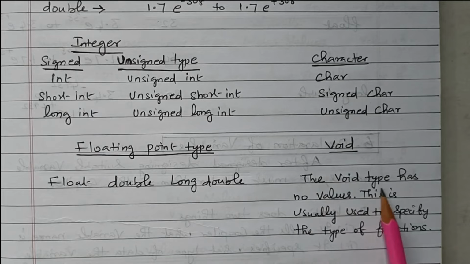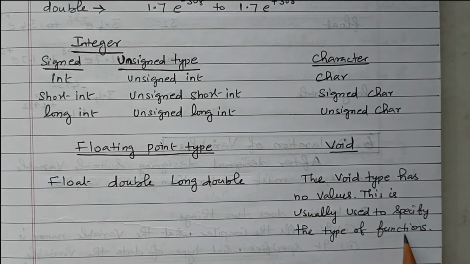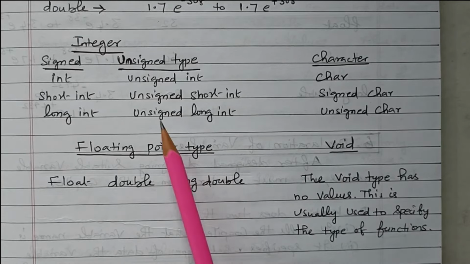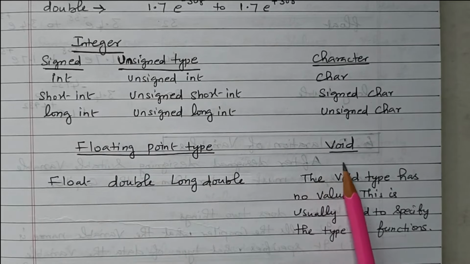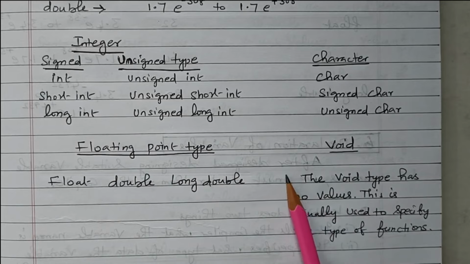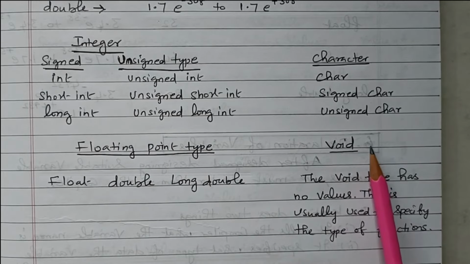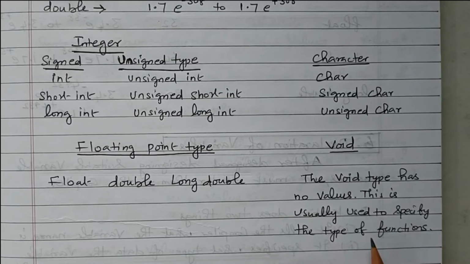The void type has no values. Void indicates no value. This is usually used to specify the type of the function. Void means it is a function with no return value. If there is a return value, it is indicated either by integer or float or double, right? Float means it will return a float value. Void means the function does not return any value. So it is used to specify the return type of the function.